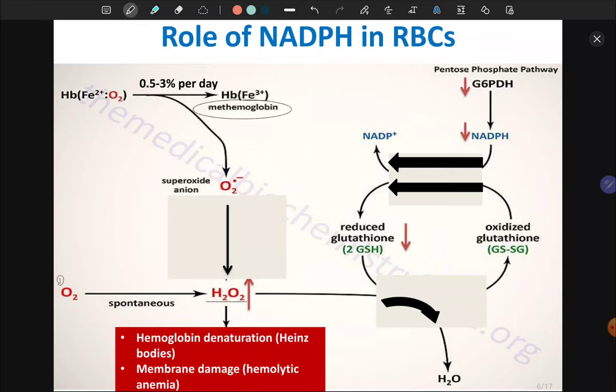Imagine how much, every day, half a percent to 3% of hemoglobin converts to methemoglobin. We have to deal with this methemoglobin. Methemoglobin cannot carry oxygen. It's not like real or normal hemoglobin that has iron in the plus two state.